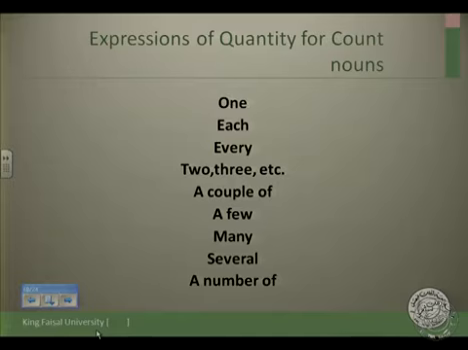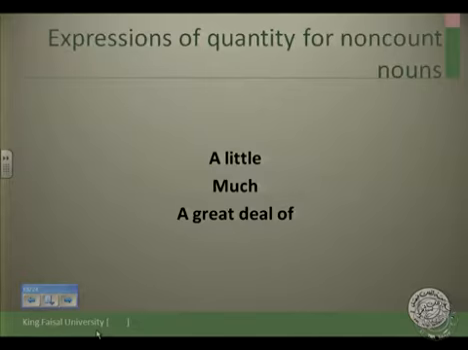So let's jump to things more interesting. We have one, each, every, 2, 3, a couple of, a few, many, several, a number of. These expressions are very important. They are to express quantity for count nouns, but still some of them can be used with non-count nouns. Some of them, not all of them, and we are going to see this in a minute.